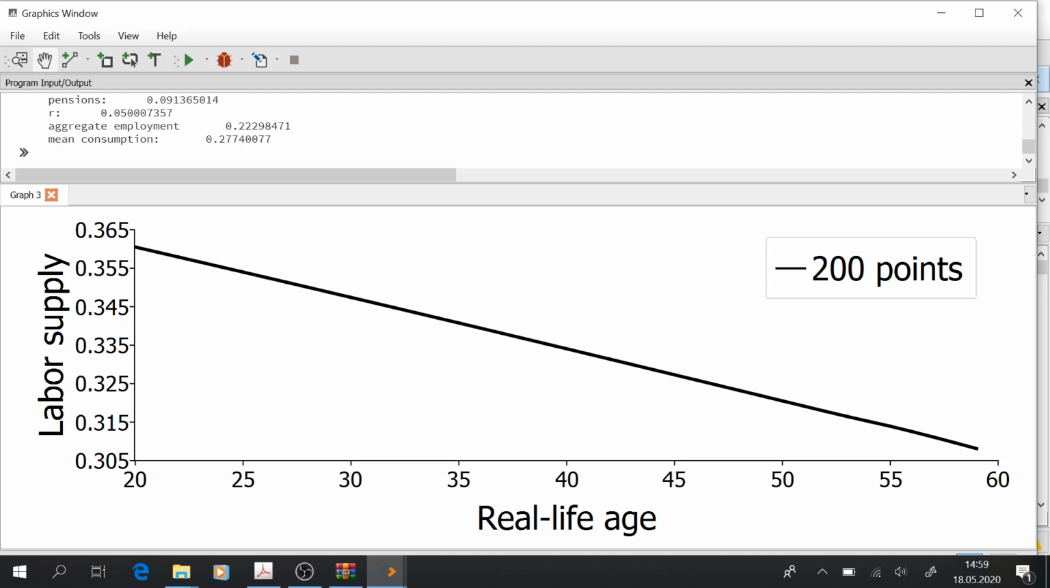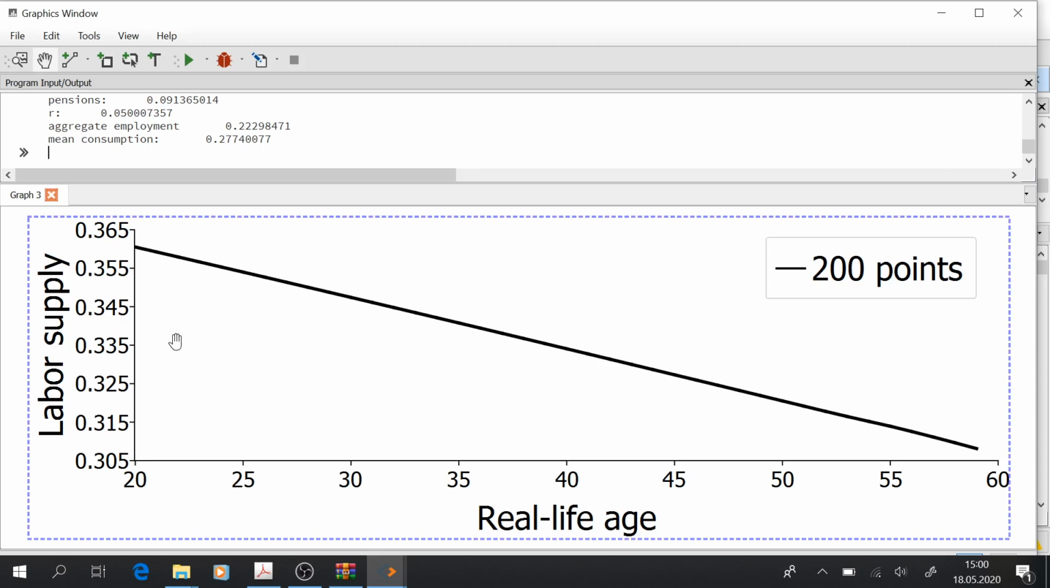So we have an interest rate of 5%, so the discount rate is smaller. The discount rate is approximately 4% if we choose beta equal to 0.96. Our real interest rate is 5%, so this results in an increasing consumption age profile over time. And we have aggregate employment of 0.223 in our model.